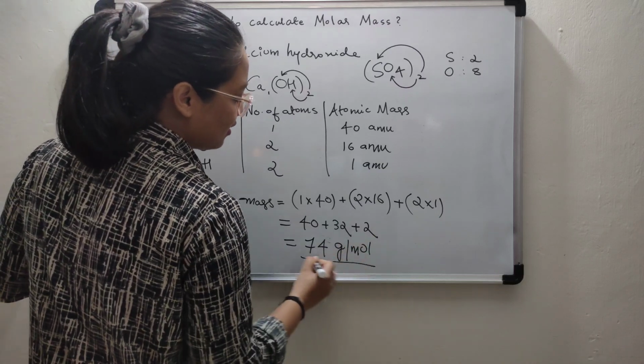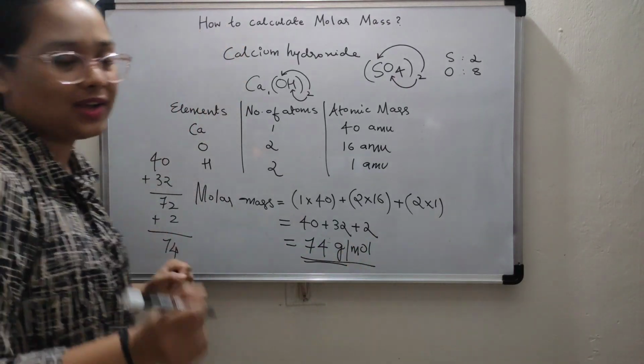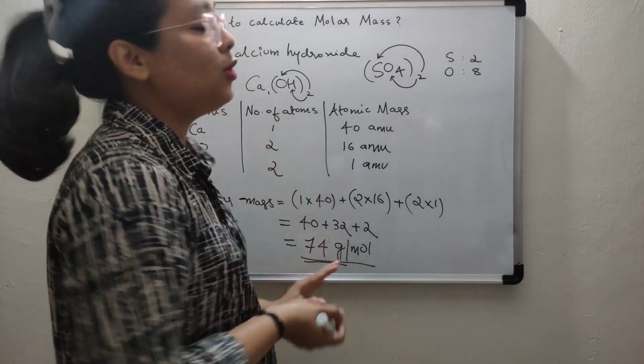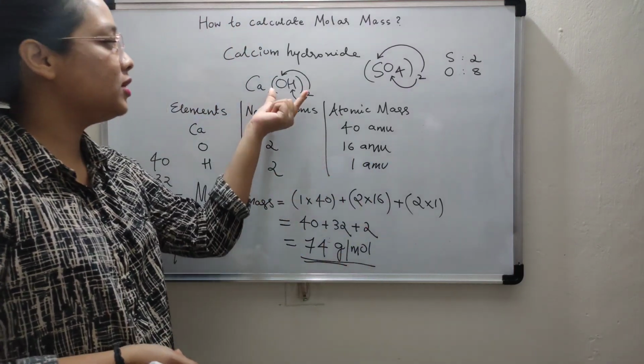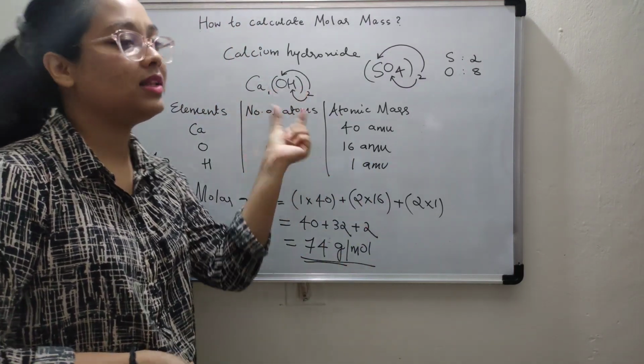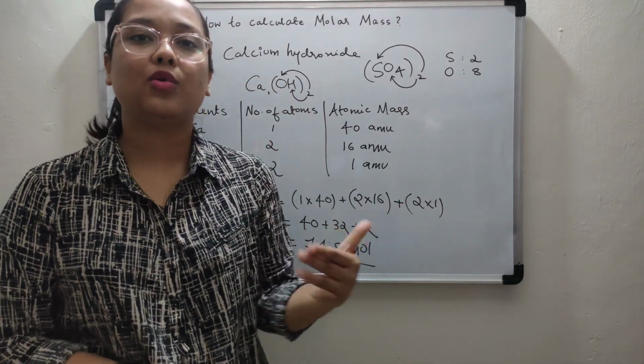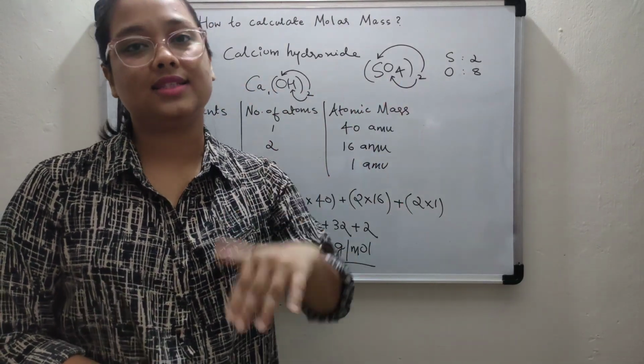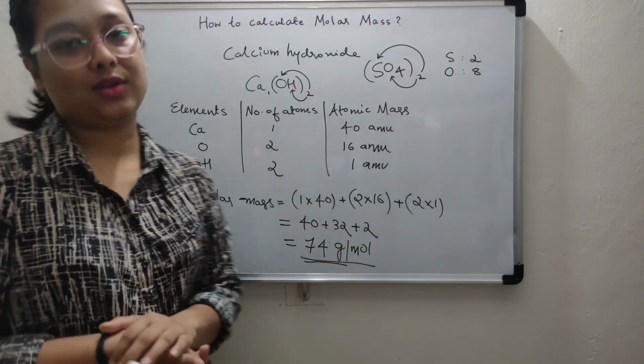This is how you can calculate the molar mass of calcium hydroxide. I hope this particular method is clear. The point was, in order to make you understand, whenever there are brackets in your chemical formula, how do you address that particular part and do your calculations.